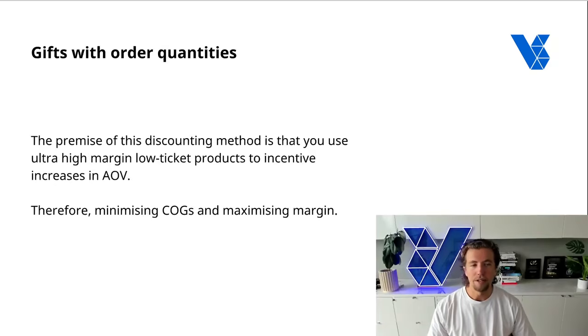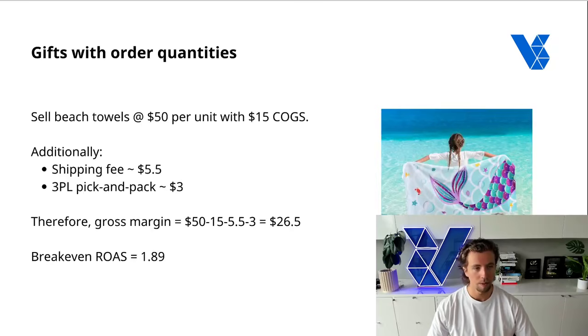That then leads me into option number 2, which is gifts with order quantities. The premise of this discounting method is that you use ultra high margin, low ticket products to incentivize increases in average order value, which minimizes your cost of goods sold and it maximizes the margin on the offering. What do I mean by this? Let's go back to the exact same example that we've been using.